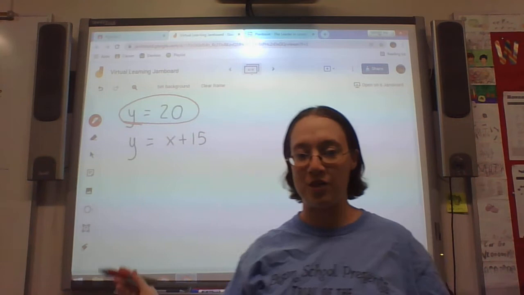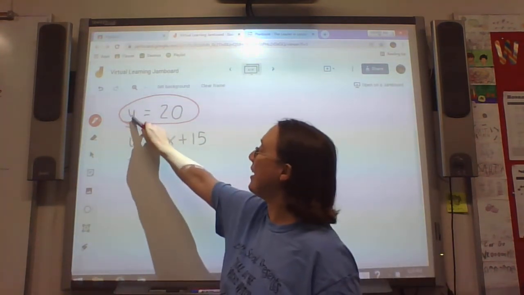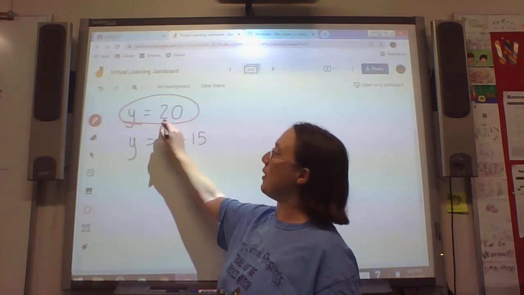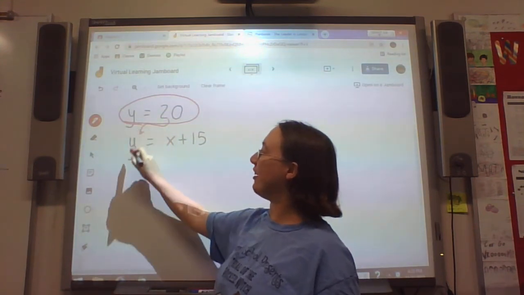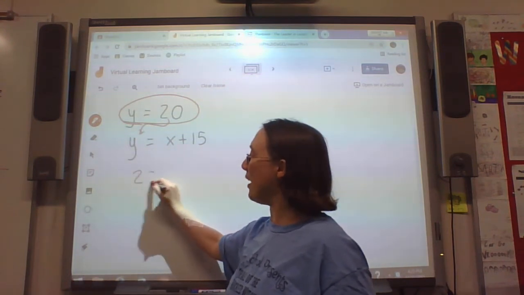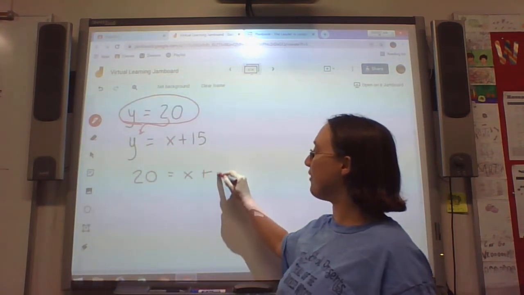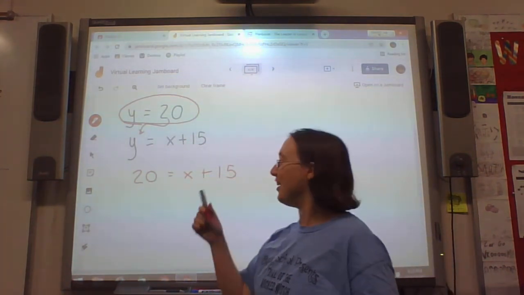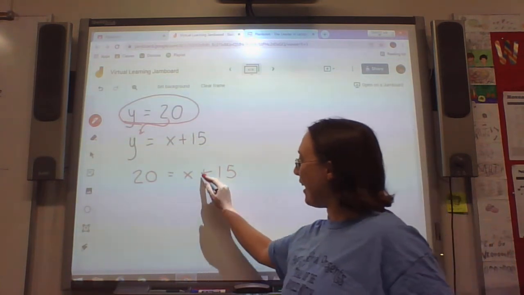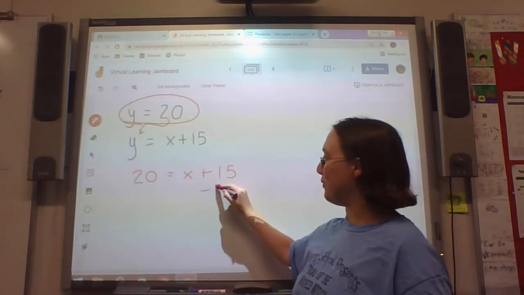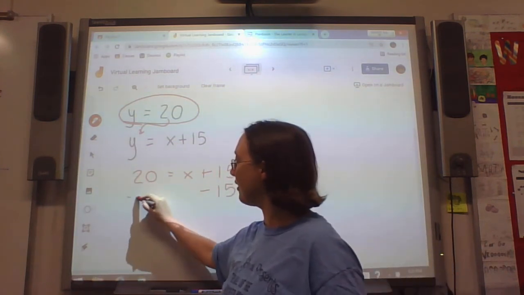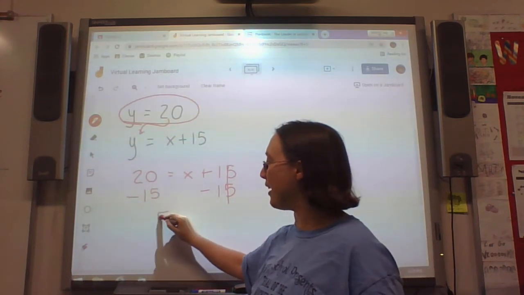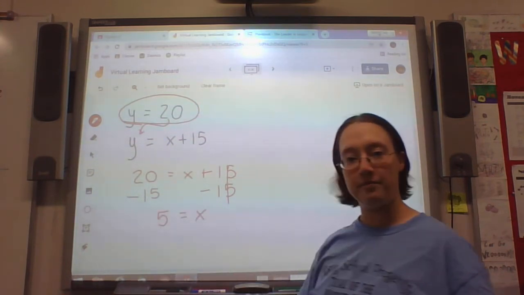And if we want these y's to be the same, then if this y is 20, that means that this y is also 20. So we're going to take that 20 and we're going to substitute it on in right there. So we're going to have 20 equals x plus 15. Oh, we know how to solve those. We've been solving those since like last year, at least. So if we want to get rid of that adding 15, we're going to subtract the 15. These are gone. 20 minus 15 gives you 5. And now we have x.